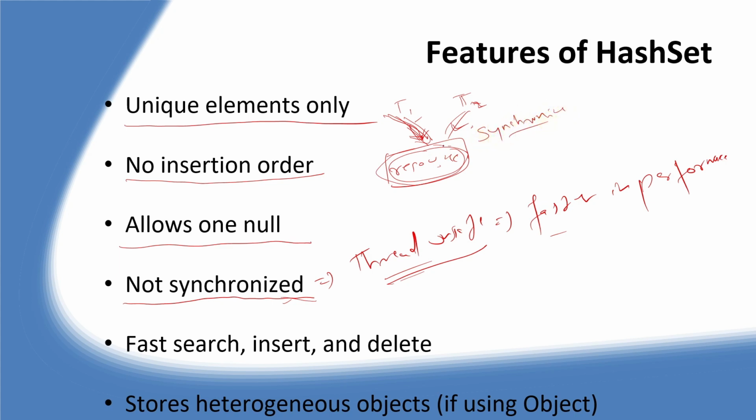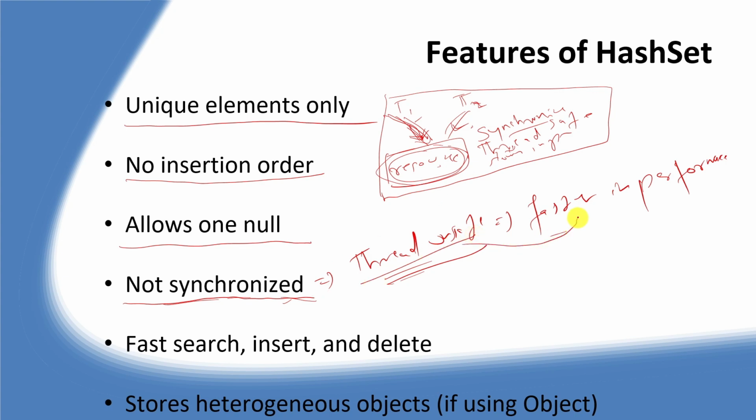Since there is some thread communication, we call it thread safe. If it is synchronized, we call it thread safe. And since there is an extra process of communication between the threads, it will be slower in performance. We will see this in detail in the topic of multi-threading, but for now this brief is okay. HashSet is not synchronized, so you can think of the opposite of whatever I explained here. Not synchronized means thread unsafe, thereby faster in performance.